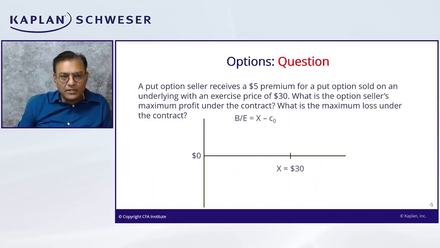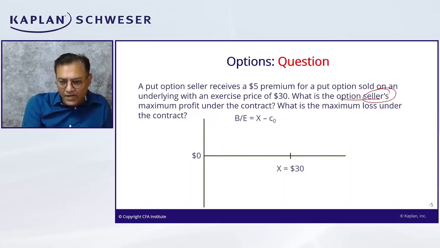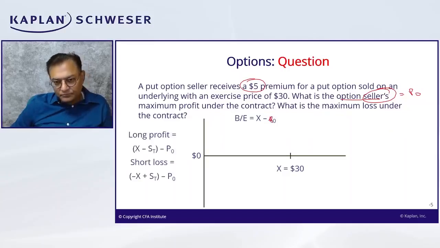A quick question. A put option seller receives a $5 premium for a put option sold on an underlying with an exercise price of $30. What is the seller's maximum profit under the contract? Well, that is always, doesn't matter call or put, the maximum profit is always equal to the option premium, in this case P0 or $5. And by the way, this should be P0.